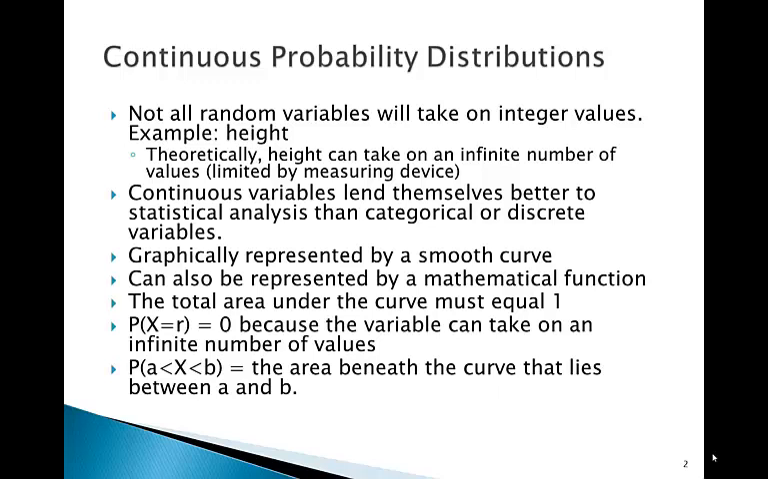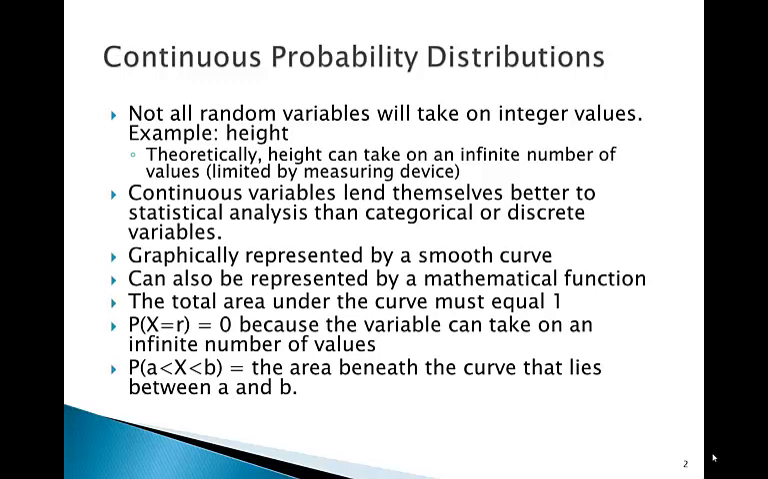values. Continuous variables in general lend themselves better to statistical analysis than categorical or discrete variables do. You just have more options of what you can do with them. Graphically, the theoretical distribution can be represented by a smooth curve, and it can also be represented by a mathematical function, similar to what we saw with the binomial distribution, where we had a formula you could use to figure out the probabilities.